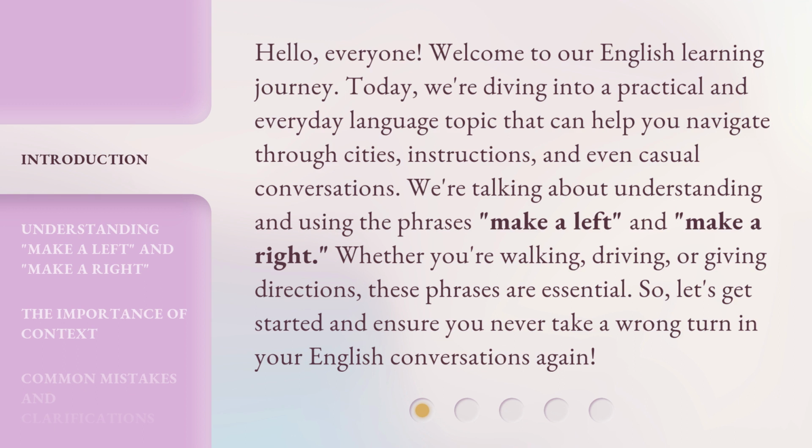Today, we're diving into a practical and everyday language topic that can help you navigate through cities, instructions, and even casual conversations. We're talking about understanding and using the phrases "make a left" and "make a right." Whether you're walking, driving, or giving directions, these phrases are essential. So, let's get started and ensure you never take a wrong turn in your English conversations again.